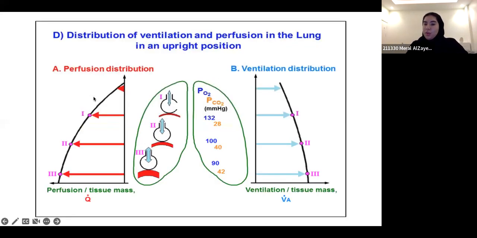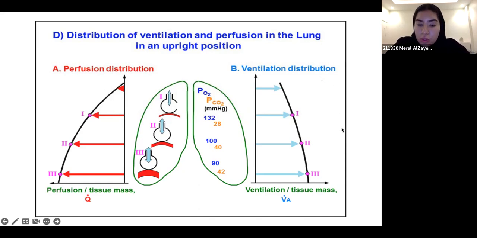So as we just said, we will now be discussing the VQ mismatch. By the way, V stands for ventilation and Q stands for perfusion. So VQ mismatch is the same thing as ventilation perfusion mismatch. To understand it, we first have to understand the distribution of ventilation and perfusion in the normal lung. So this picture is of the normal lung.